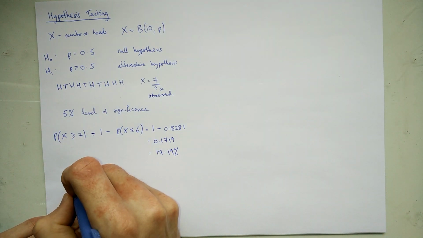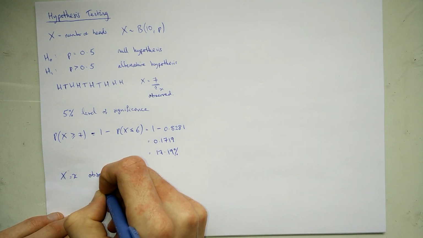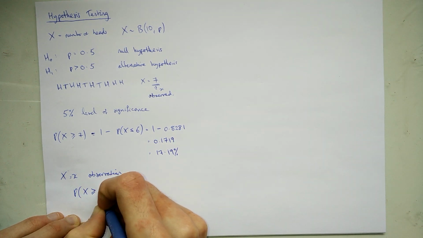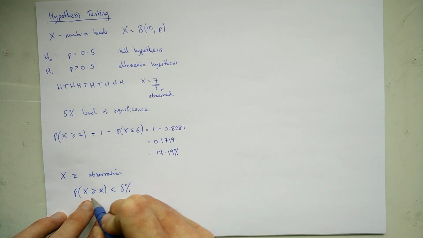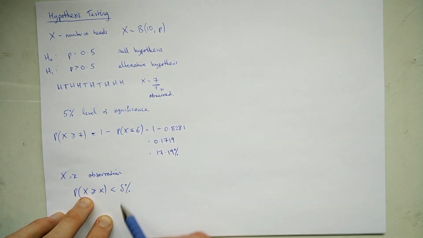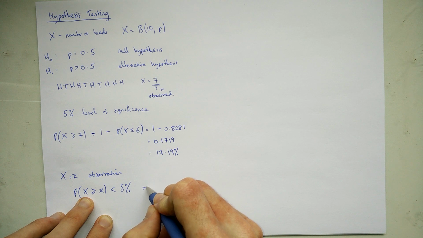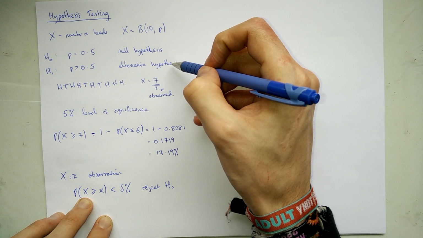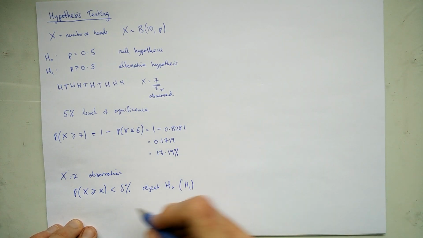So let's just look. If x is equal to x, so this little x is our observation, so in this case it's 7. If the probability of x being bigger than x is really small, that would mean it's highly unlikely that this hypothesis is true, because the chance of it being true is less than 5%. And so therefore we would reject our null hypothesis and in favour take the alternative one as being true. So we would choose H1 instead, and probably is more than 0.5.